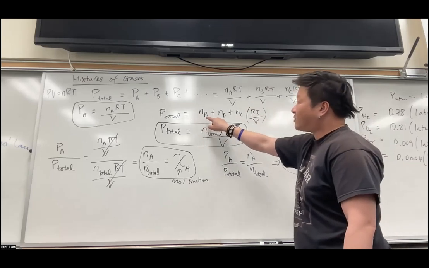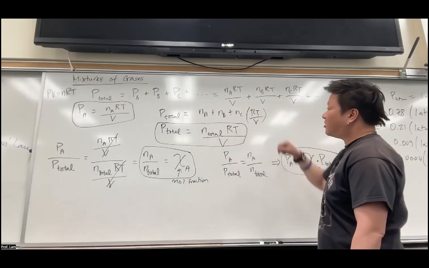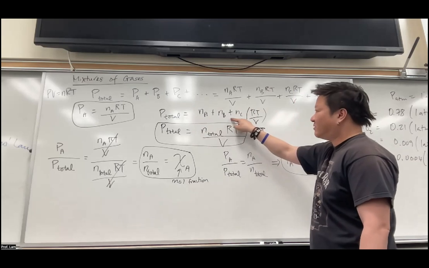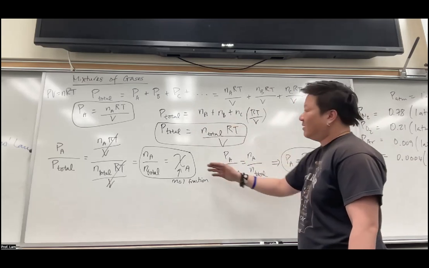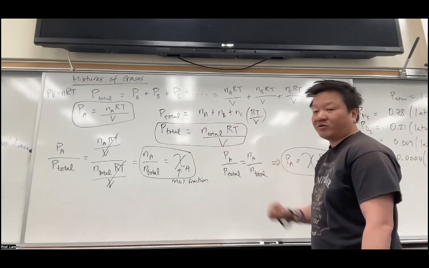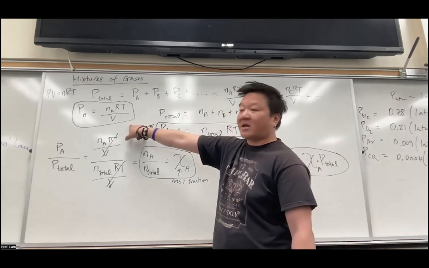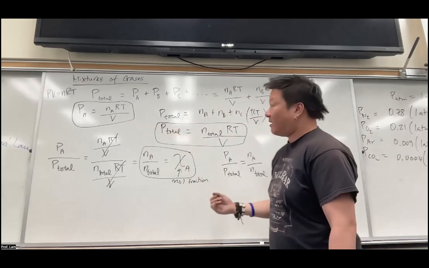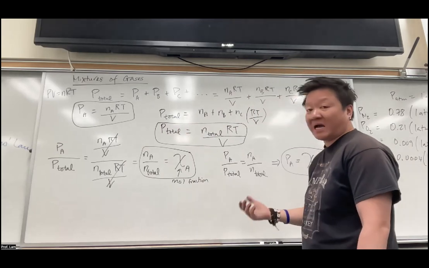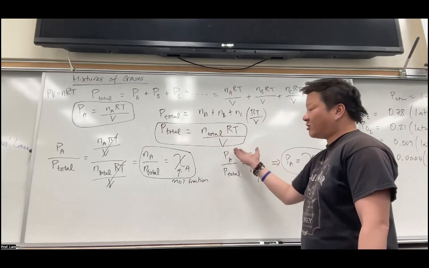So if I factor it out, this is what I get. P total is equal to moles of A plus moles of B plus moles of gas C, times RT over V. Well, what does this mean? That's just the total number of moles. So I get this nice equation: P total is equal to moles total times RT over V. You see how these two equations are kind of similar looking, right? Because these gases are still behaving ideally, so you still get nRT over V, basically.